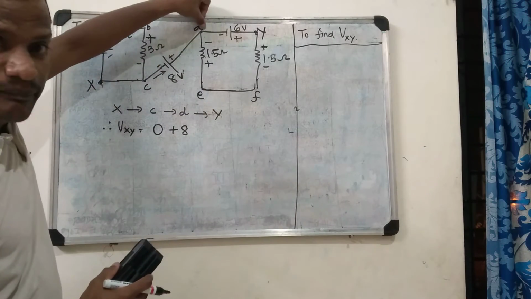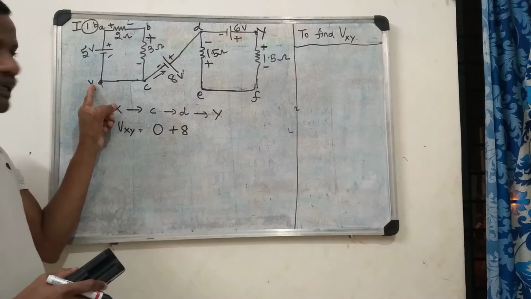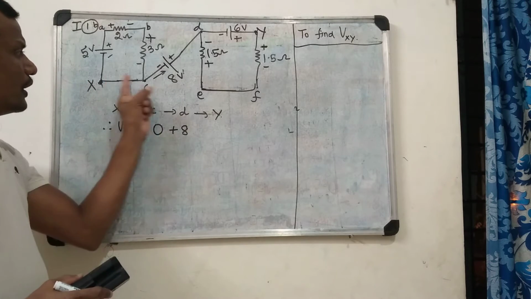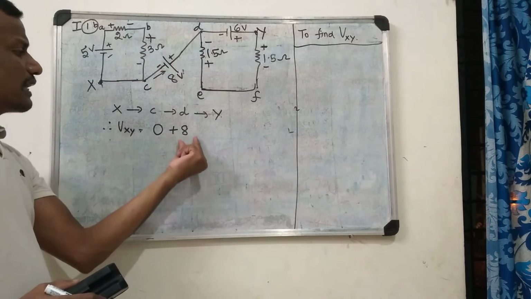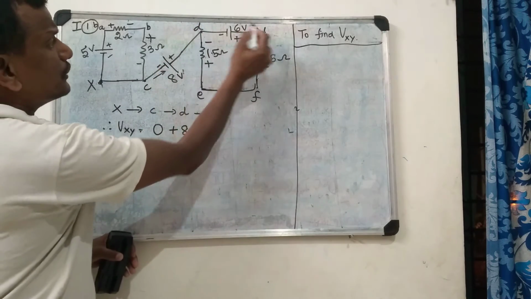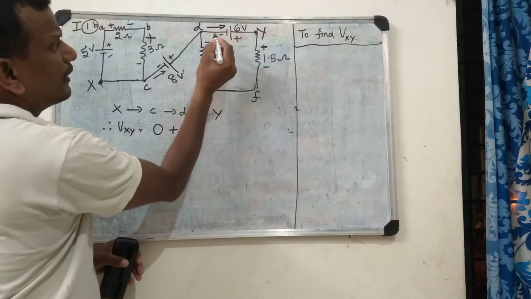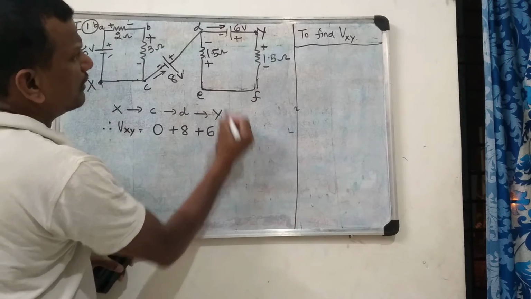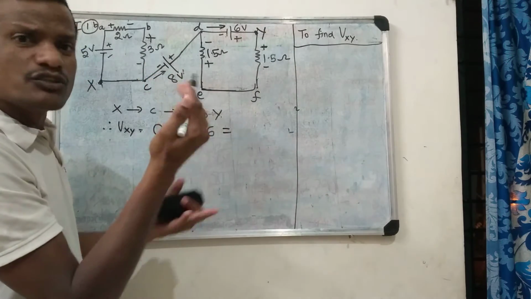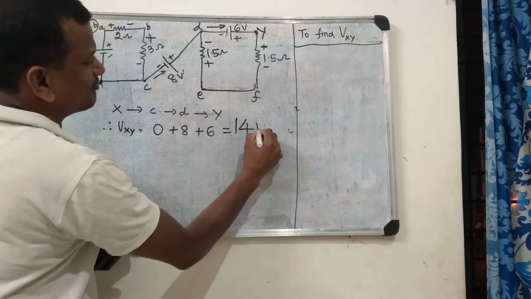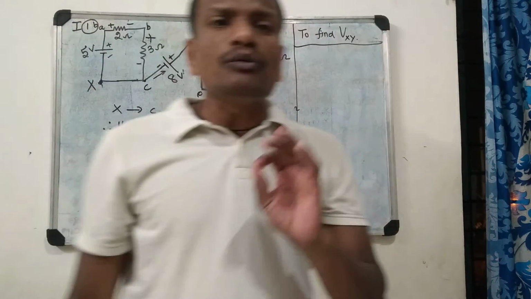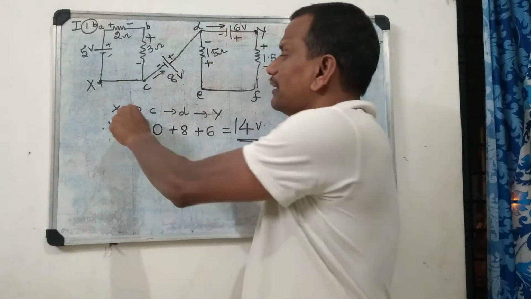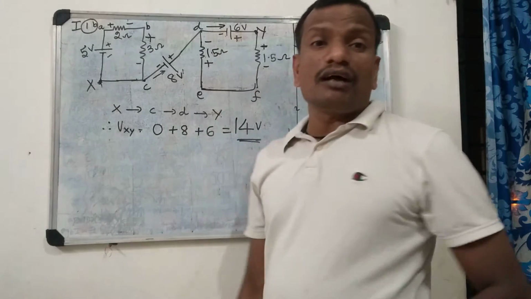Now I have reached D. Started from X; during X to C there is no resistance, voltage is 0. During C to D, this is considered. Then from D to Y, again I touch the negative terminal, so that will become plus 6. Once I cross this battery, I have reached Y, so my work is over: 14 volts. My dear friends, without calculating any current or any other computation, directly by choosing the path X, C, D, Y, you can get your answer.